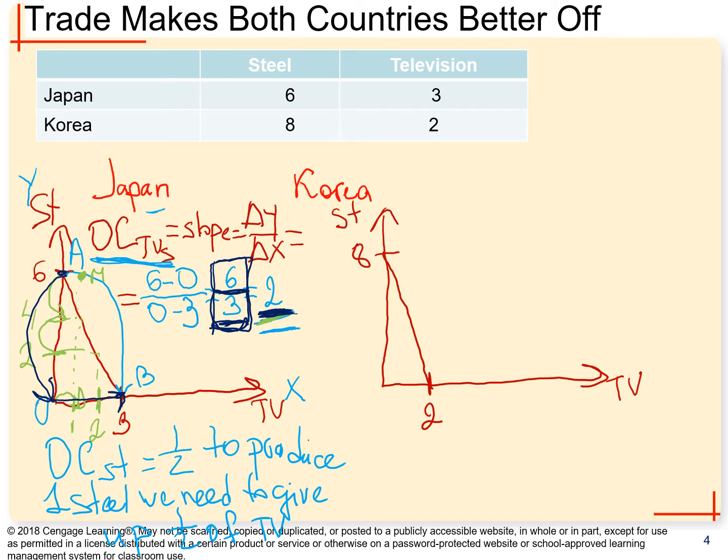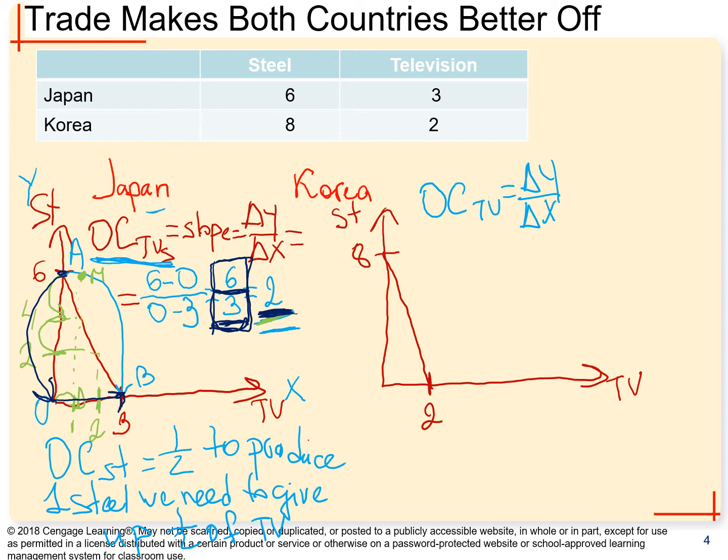We're gonna keep moving to Korea. Since we already know how to do it for Japan, for Korea we're going to do it really quick and a little bit faster. Opportunity cost of TV for Korea, I'm going to write down the formula. It's delta y over delta x. I'm going to remind you one more time. When you use the slope formula, delta y over delta x, this is going to be the opportunity cost of whatever item you put on the horizontal line. On the horizontal line, I put my TVs, therefore this is going to be opportunity cost of TV.